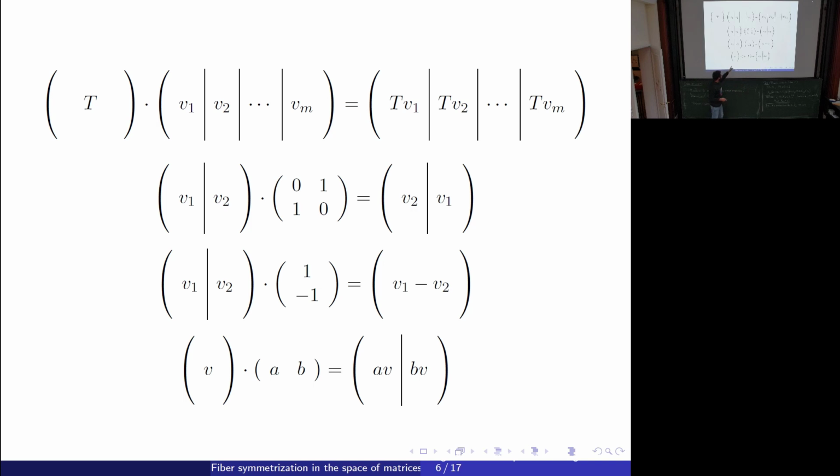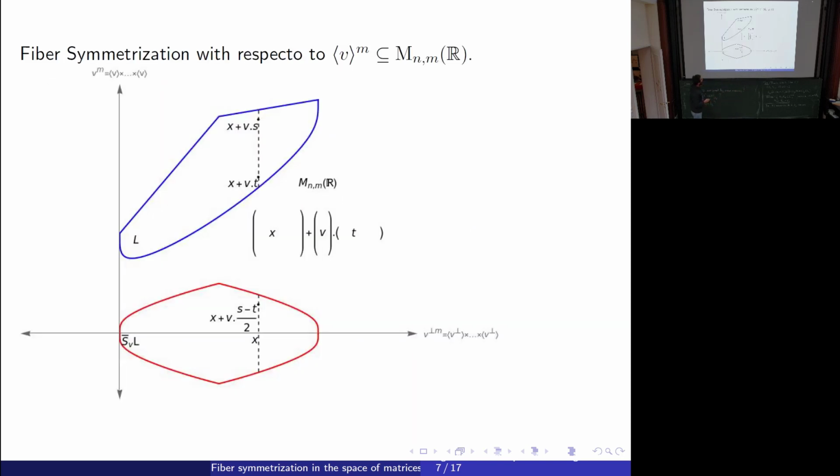Okay, so you fix a vector v, and you consider all these AB matrices. You can construct this 2n-dimensional subspace of the matrix space, and this is very useful in combination with fiber symmetrization. Now the space is the space of matrices m and m, and instead of F, well, F was an arbitrary subspace. Now I will consider v to the m, which is exactly what I just said.